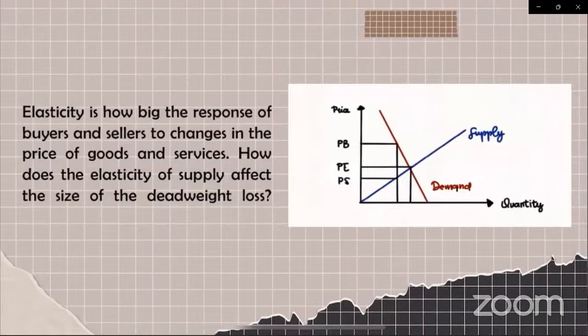To determine which party bears more of the tax, we use the elasticity of demand and supply. Before that, we must know what elasticity is. Basically, elasticity is how big the response of buyers and sellers is to a change in the price of goods and services.